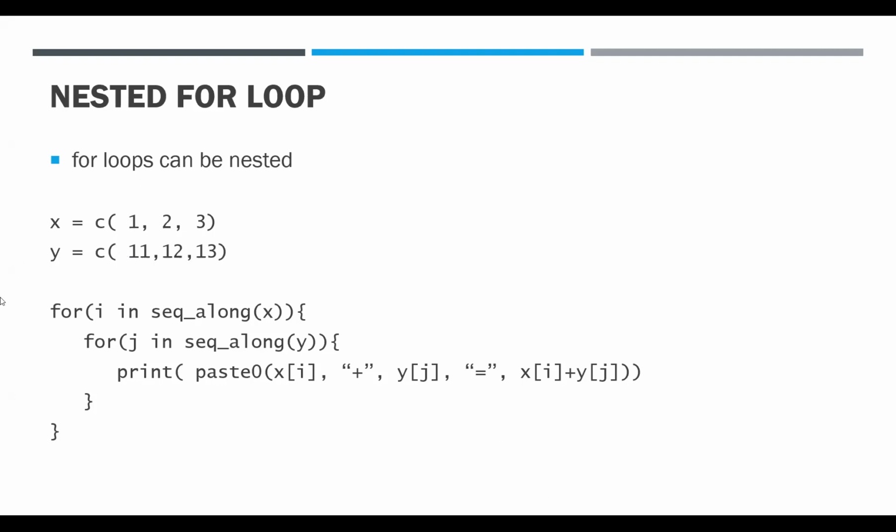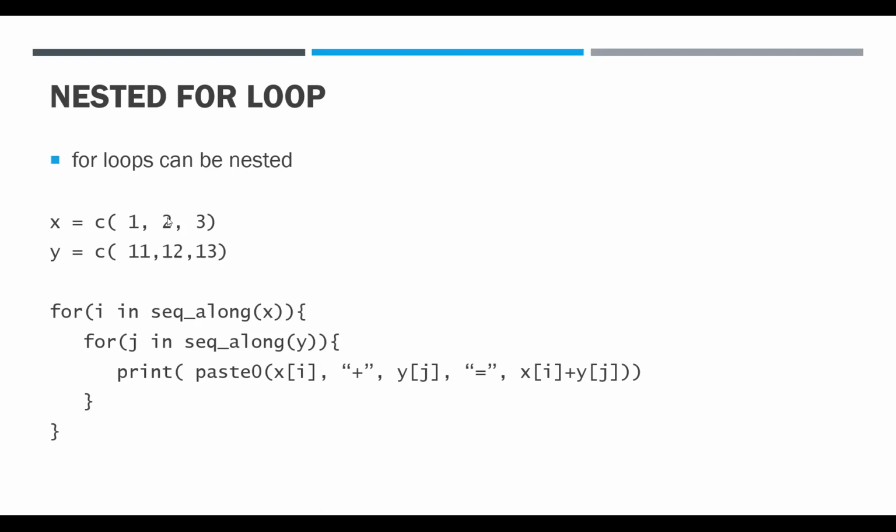So let's think about this. How is this running? First set i equals 1. Then j is the index for the inner loop, and that's iterating against y. So what we shall see is 1 plus 11 equals 12, then 1 plus 12 equals 13, 1 plus 13 equals 14. Then the index for the outer loop will increment from i equals 1 to 2.